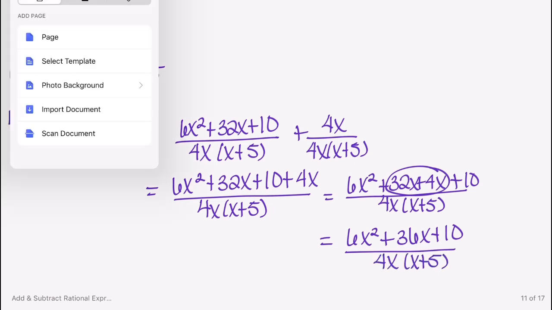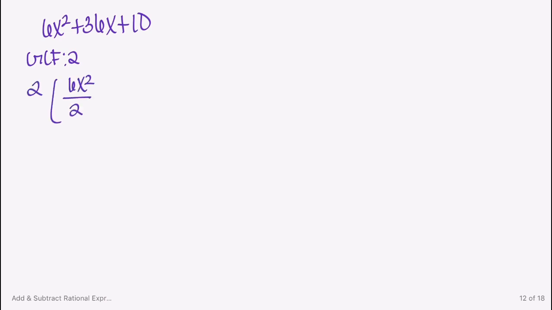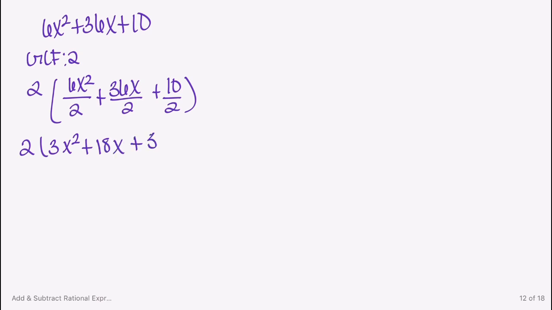Well, remember, we always want to simplify if we can. So if we look at that 6x squared plus 36x plus 10, okay, notice that there is a GCF, right? So we can actually simplify this a little bit further. Notice that all these terms are divisible by 2. So I can go ahead and factor out a 2 and then simplify this. So 6x squared over 2 plus 36x over 2 plus 10 over 2. So that becomes 2 times 6 over 2 is 3. So 3x squared plus 36 over 2 is 18. So 18x plus 10 over 2, which is 5.